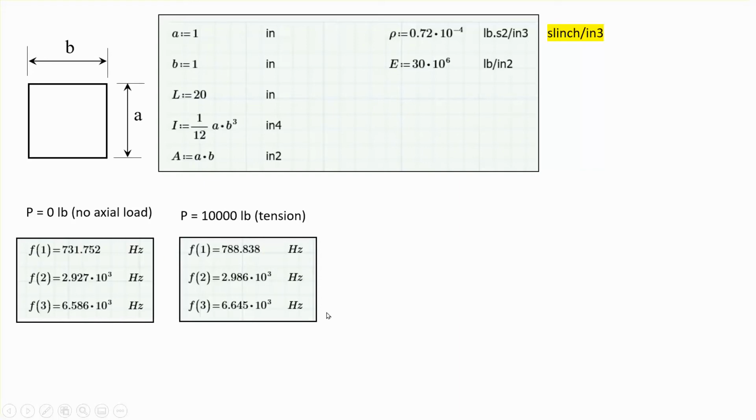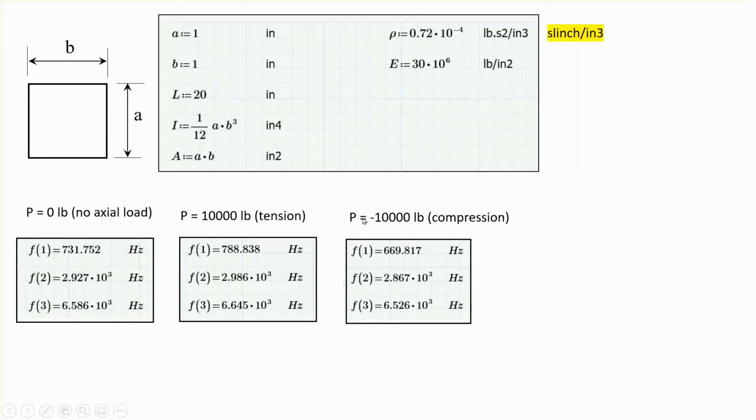This is something that, if you think about it, makes sense. It's like a guitar string. When you tighten it, when you put a tension on it, the frequency of it is going to go up. It's going to be higher pitch. When you compress it by the same amount, the frequencies are going to go down. So no load, 10,000 pound tension, 10,000 pound compression. These are the analytical results, and we're going to be comparing the 3D Experience model with these numbers.